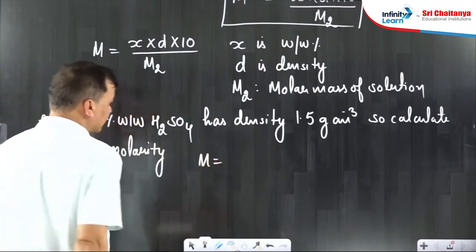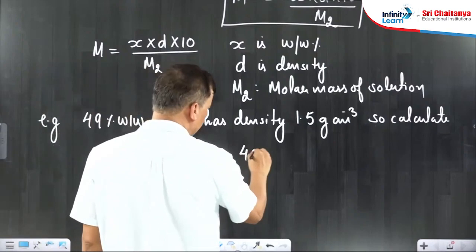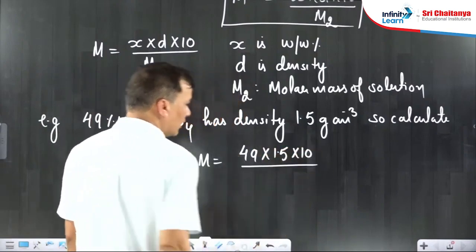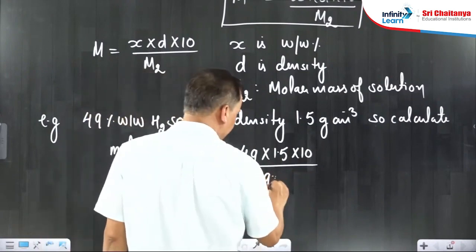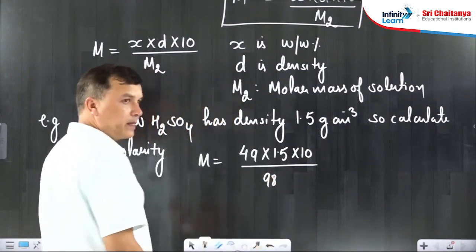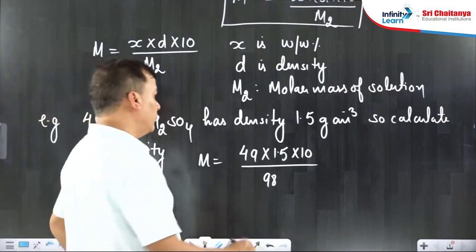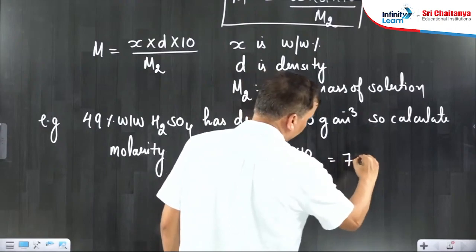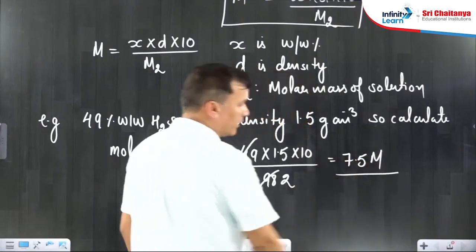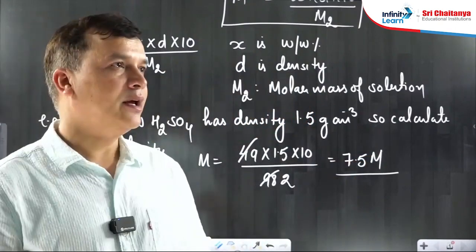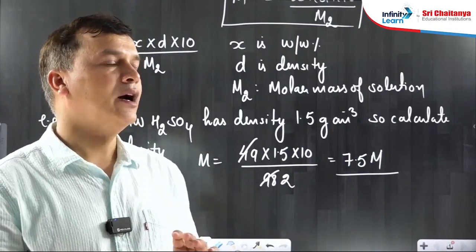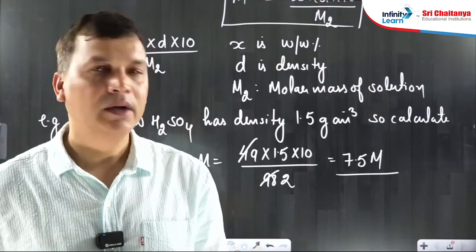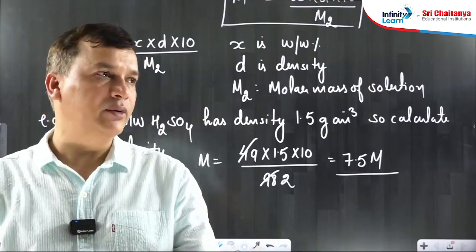Molarity is equal to X. Percentage is 49, D 1.5, into 10 upon 98. You got it or not? Please tell me. Only one student is responding. 1 upon 2, 15. That is 7.5 molar. Is that clear or not? Okay. So what I told you about molarity: number of moles of solute dissolved per liter of solution.